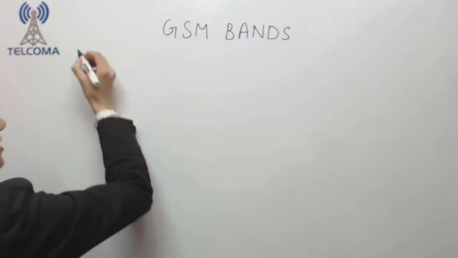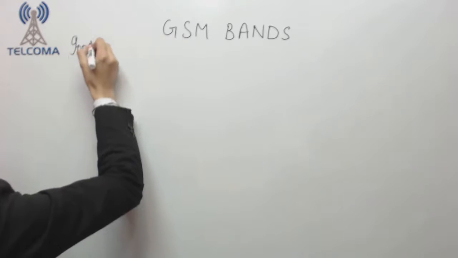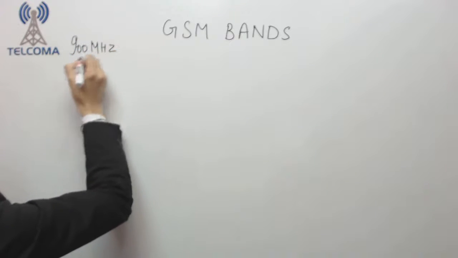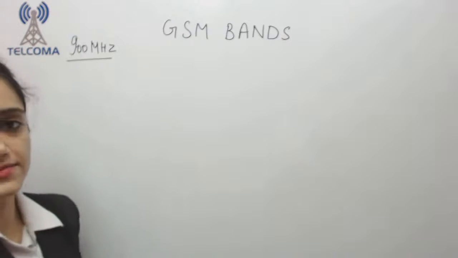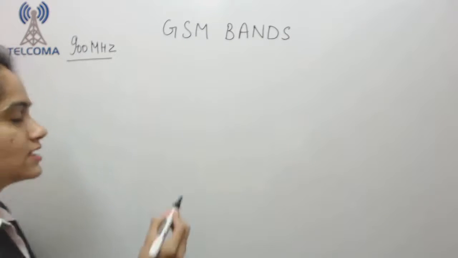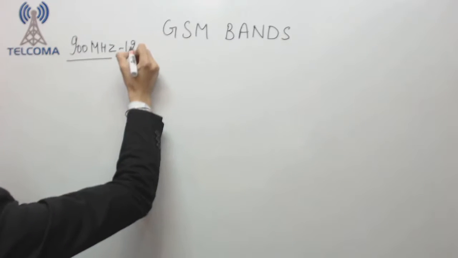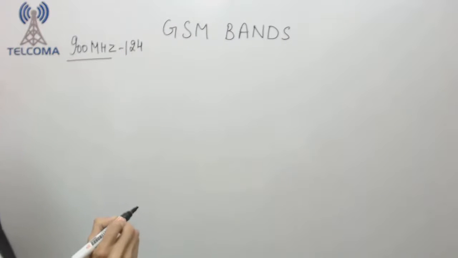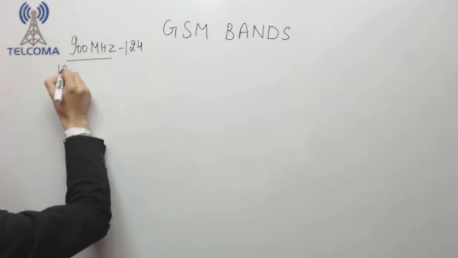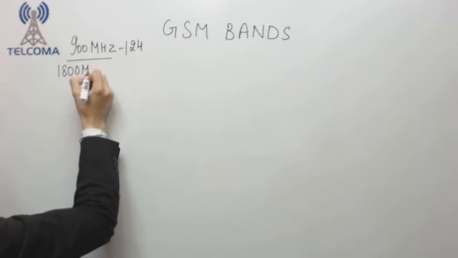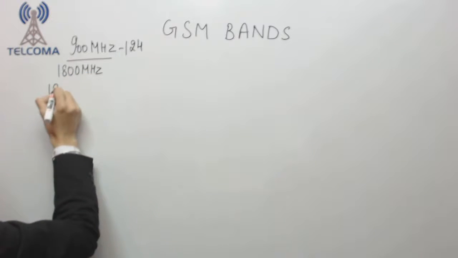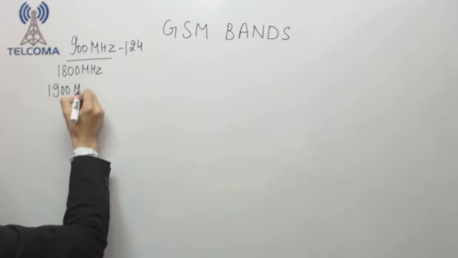So today in this class we are going to discuss about bands. As in the previous class we have discussed about the 900 megahertz band. So we have calculated the total number of ARFCN in the 900 megahertz band as 124. So today we are going to discuss about the 1800 megahertz band. Then we will discuss about the 1900 megahertz band.